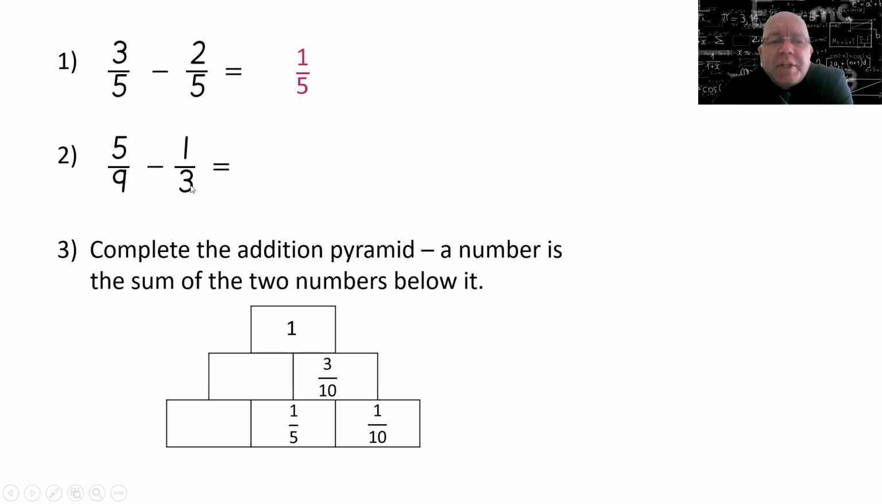Now, on number 2, we don't have the same denominators, but with all our work on addition, we're pretty confident of being able to turn this 3 into a 9. We're going to multiply the whole fraction, top and bottom, by 3, and that will give us 5/9 subtract 3/9. Our denominators are the same, so we can now do the subtraction. 5 take 3 is 2, so 5/9 take 3/9 is 2/9.